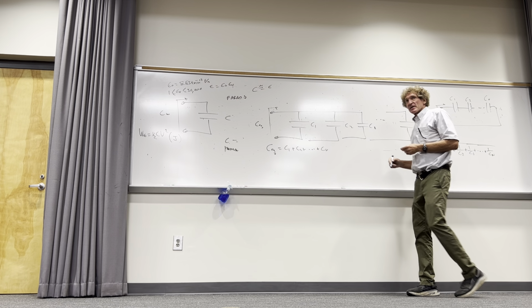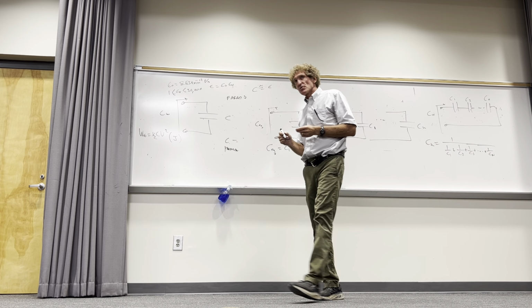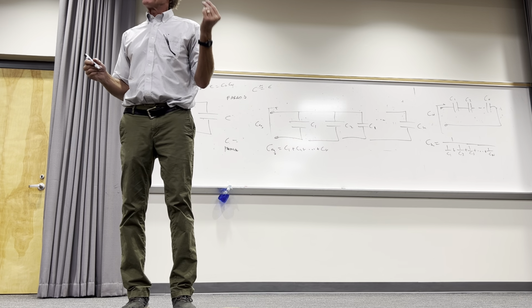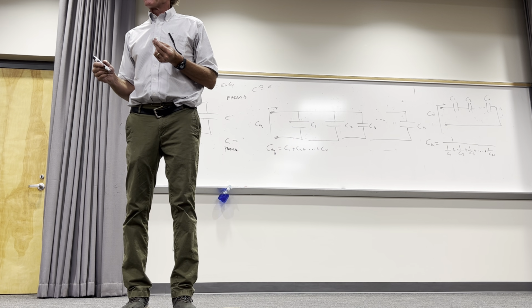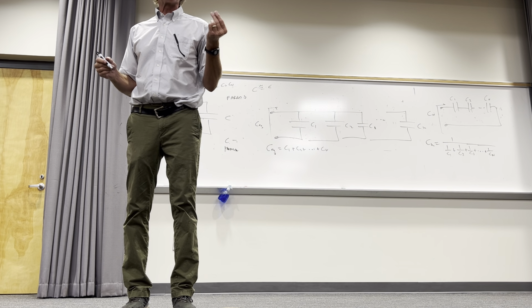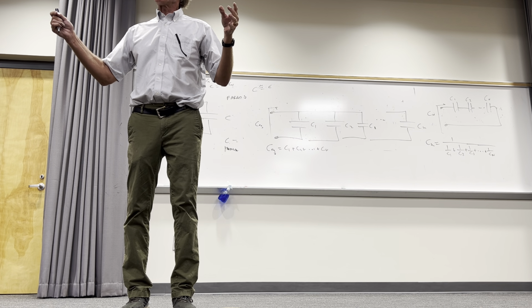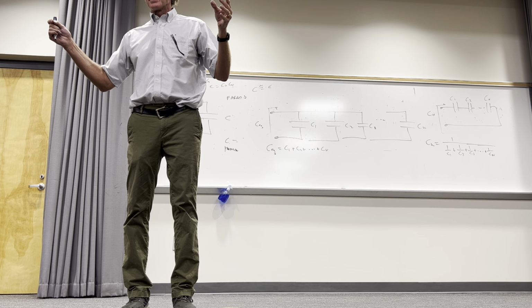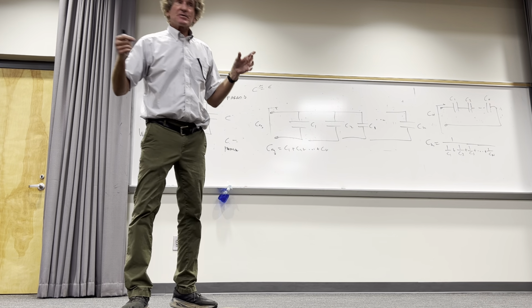Now, the thing about it is when they're in series, the total capacitance is always less than the smallest value. Always. If you look at that form, it's like resistors in parallel. You all follow me, class? If you have resistors in parallel, the resistance is always less than the smallest value. You all follow me? That's the way you add them.